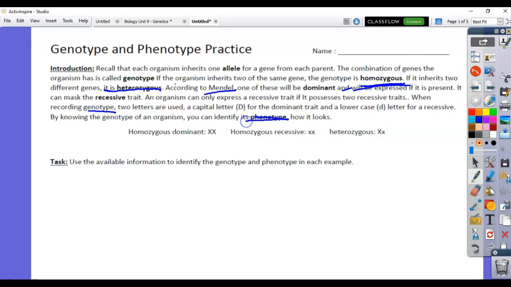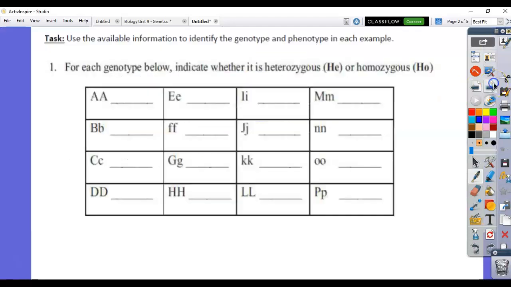We haven't learned about phenotype and genotype, don't worry about those, but you know that the genes represent or will determine how an organism looks and its physical appearance and its traits. So it says use the information to identify the genotype, the genes, and the appearance in each example, okay? So here's our first one. We need to indicate whether it's heterozygous or homozygous. So do you guys remember which one of these means two of the same? So homozygous means two of the same. Heterozygous means two different, okay?